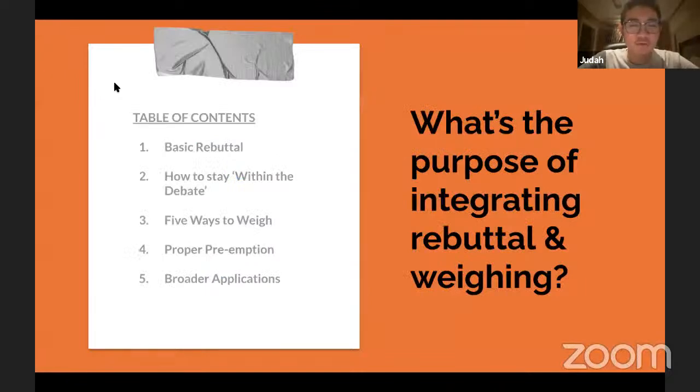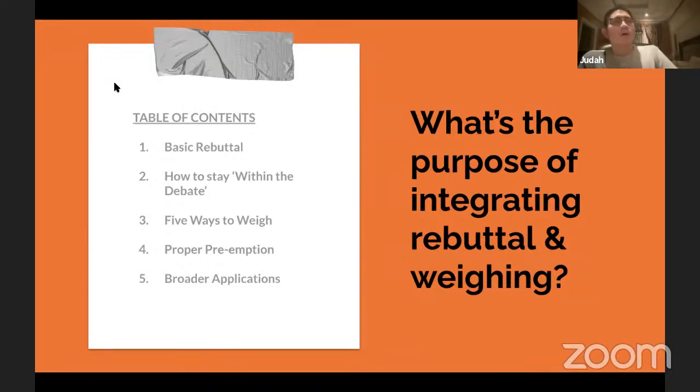So I'll talk about 5 different things in this webinar. I'll talk a little bit about basic rebuttal, stuff that a lot of you probably already know about, but more so how you integrate basic rebuttal into weighing mechanisms and how you use those things to frame your arguments as well. Secondly is about how to stay within the debate. In BP, a lot of teams kind of just throw you out, so you need to understand how to stay relevant. And most of that is done through staying relevant to the motion and understanding the burdens in the debate. Thirdly is about different ways that you can weigh your arguments, proper preemption, and also about the broader applications of weighing, how you use that in other ways.